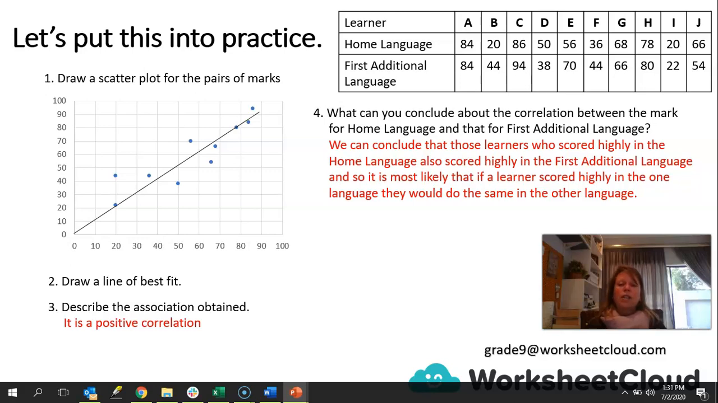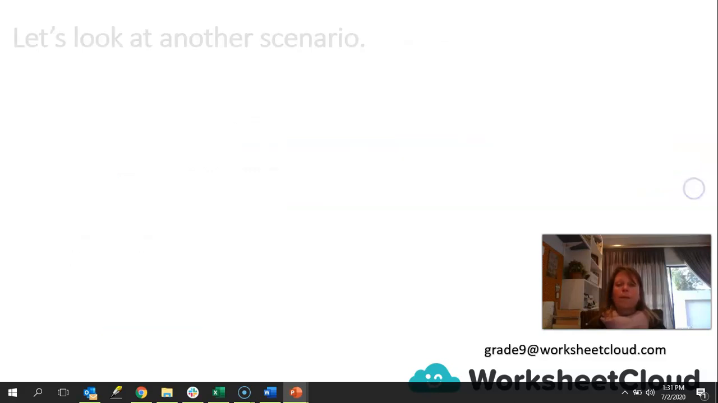Okay, and actually it's the same with maths and science. People often say if you score highly in maths, you'll also score highly in science. So maybe you should do that as an exercise. Take a whole lot of friends, get their results for maths and science, and see if there's a correlation there too. Okay, let's have a look at another scenario.